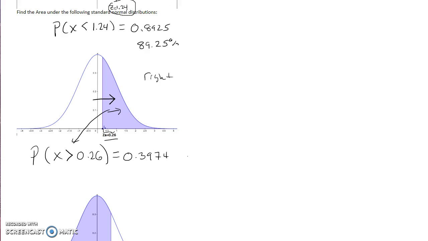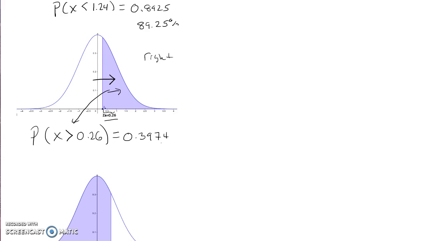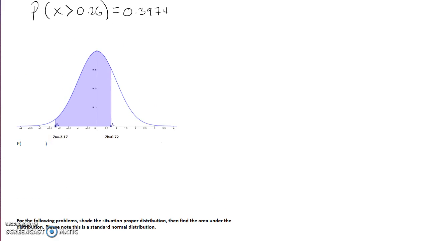Or again, 39.74%. All right, last one we're going to take a look at. This time we can see that this shading starts at negative 2.17 and it ends at 0.72. We've got to be careful, these are negatives. We can see that this is in between, so we are finding the probability or the area in between two values.